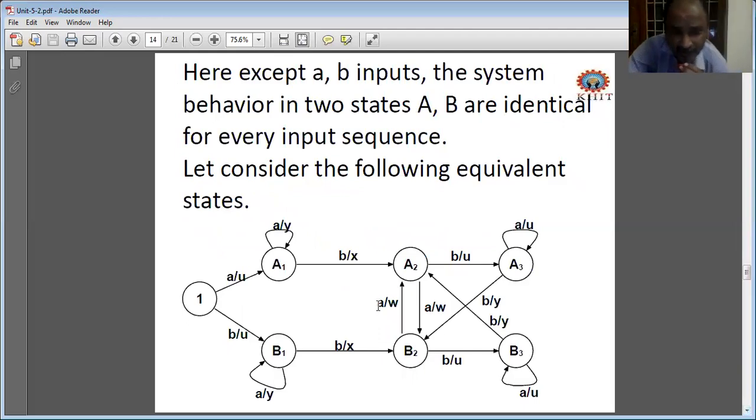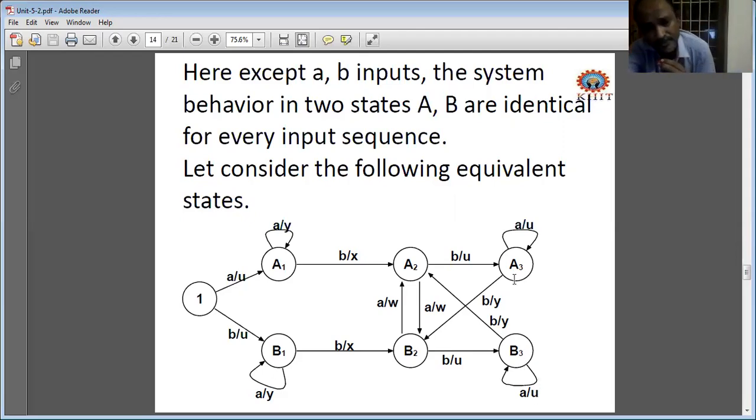Okay. So let us consider the following equivalent states. In these equivalent states, from 1 to A1, the input is A. From 1 to B1, the input is B. From A1 to A2, input is B. B1 to B2, input is B. From B3 to A2, input is B. From A3 to B2, input is B. From A2 to B2, input is A. From B2 to A2, input is A. From B3 to B3, input is A.